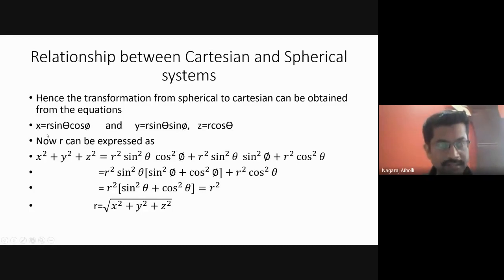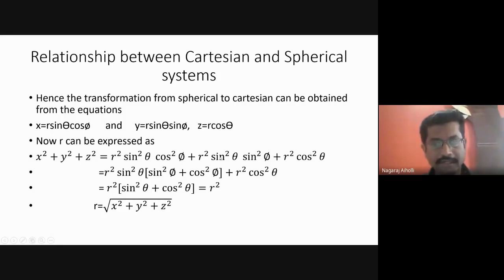Let us take the square of each of these terms: x square, y square, and z square. Hence, x square plus y square plus z square. What will be x square? R square sin square theta cos square phi. Y square will be r square sin square theta sin square phi. Z square will be r square cos square theta.